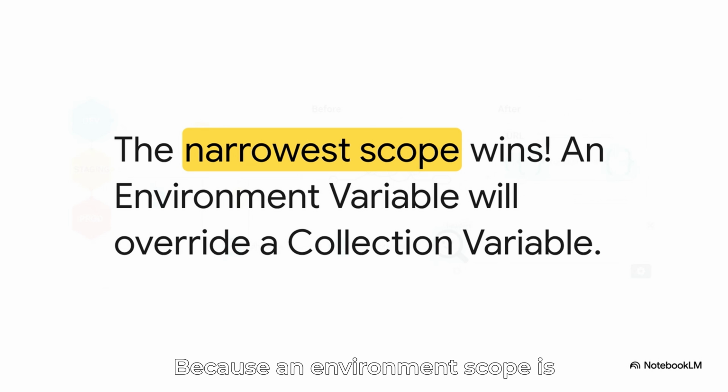Because an environment scope is considered narrower, or more specific, than a collection scope, if the names match, the environment variable will safely override the broader collection variable at runtime. So you can set safe default variables at the collection level and securely override them with specific local credentials in your environment. Pretty smart, right?